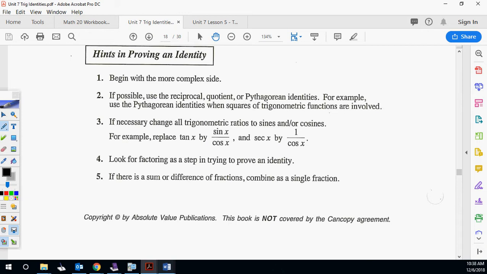I will say in general, with cotangents and tangents, I usually gravitate towards changing those to sine and cosine, so you get them together. Look for factoring to prove the identity. If there's a sum or difference of fractions, we're going to get to sum or difference stuff later, combine them as a single fraction. The point is like we did yesterday, that 1 plus sine x, we want to make that one thing instead of 2 terms. Try to get things isolated to one trig function.